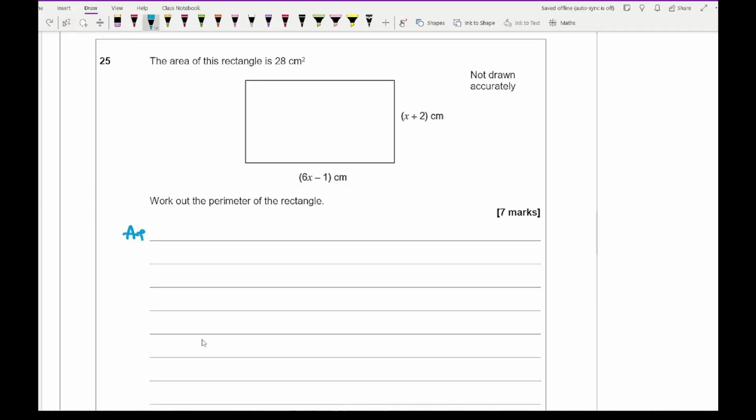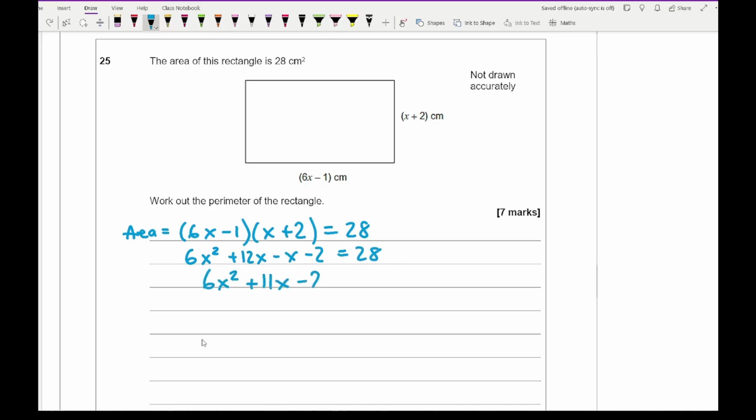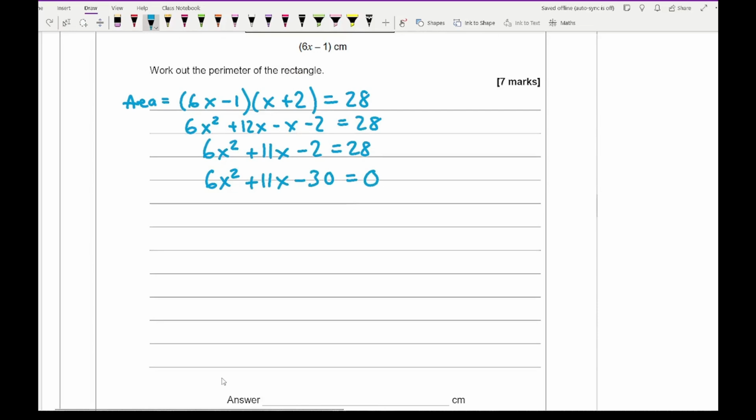So here the area is equal to 6x minus 1 multiplied by x plus 2, and we know that that is equal to 28. So if I expand the brackets out, I get 6x squared, plus 12x minus x minus 2 equals 28. So that's 6x squared plus 11x minus 2 equals 28. Take the 28 away because it looks like a quadratic, and I get this. Now at this stage I then need to factorize or use the quadratic formula to solve.